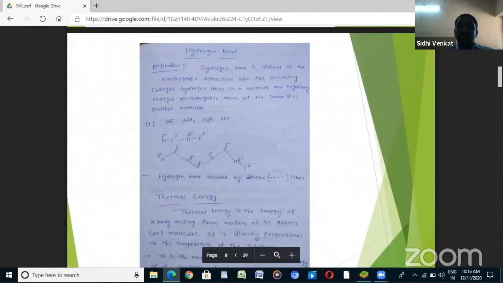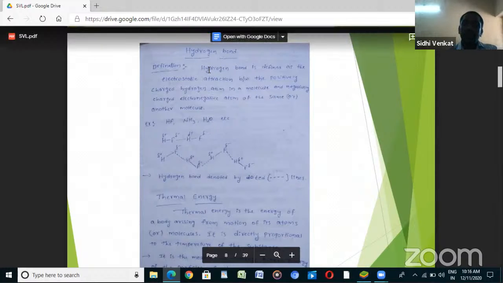And next, what is the next? Yeah, next, look at this, hydrogen bond. What is meant by hydrogen bond? In the previous class, in chemical bonding, we already learned what hydrogen bond means and how many types of hydrogen bond there are. Look at this. What is meant by hydrogen bond? Definition here, look at this.